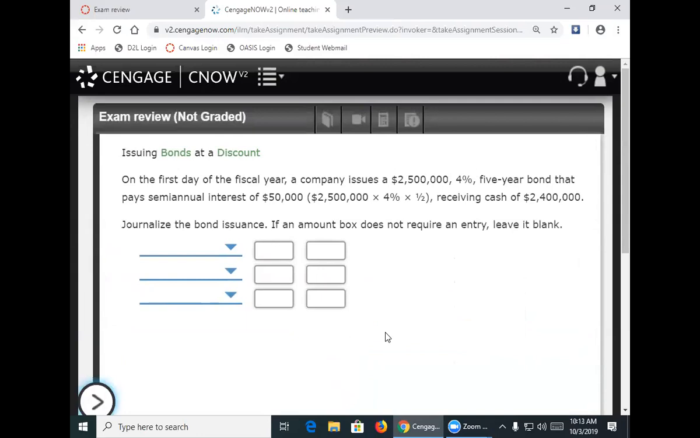On the first day of the fiscal year, a company issues a $2.5 million, 4%, 5-year bond that pays semi-annual interest of $50,000. They receive cash of $2,400,000. So when I issue a bond at a discount, what do I debit and credit?